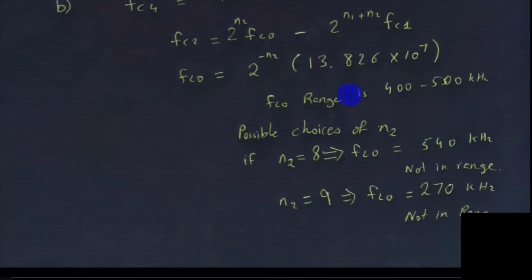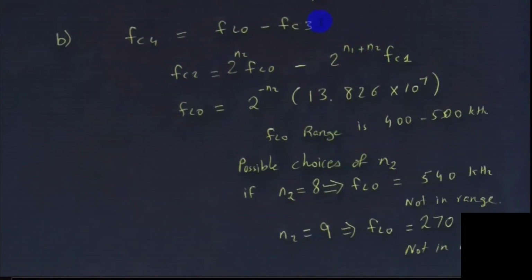So to reduce this, we would increase the value of N2, and if we increase the value of N2, we can increase from 8 to 9, and if we set N2 equal to 9, we would have this whole thing appearing as 270 kilohertz, which is below 400 kilohertz, right? So for the integer value of 8, it is going beyond 500 kilohertz, and for integer value of 9, it is going below 400 kilohertz. So again, this option is not valid for us.